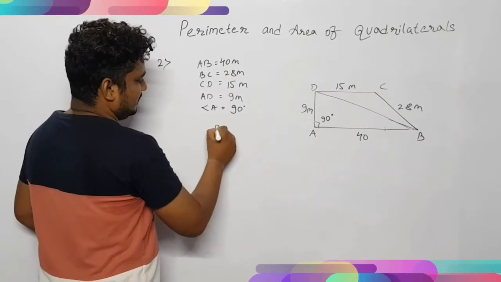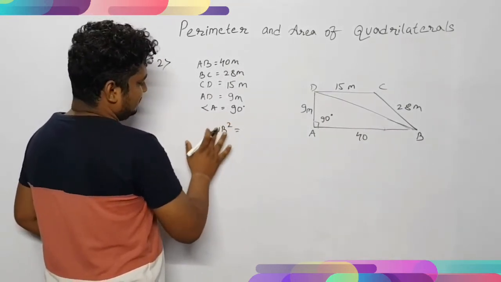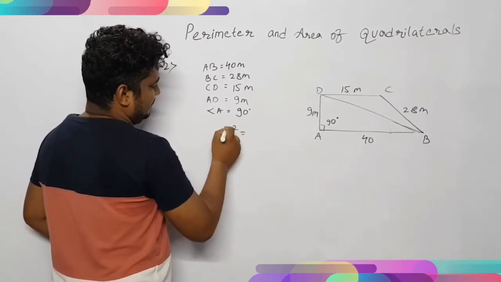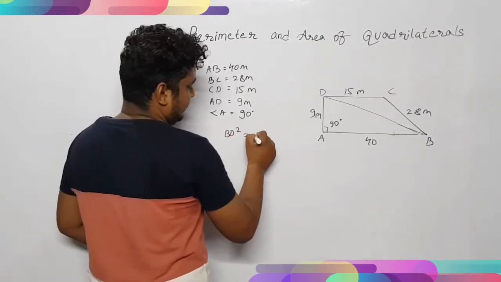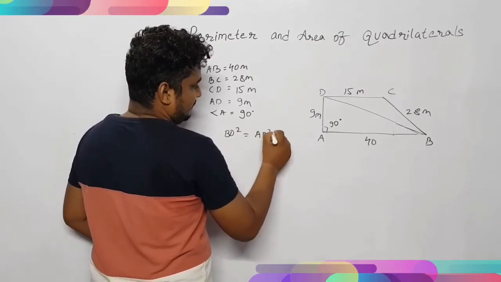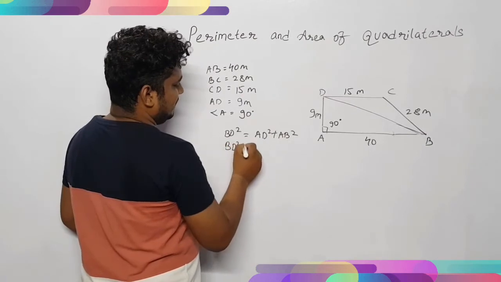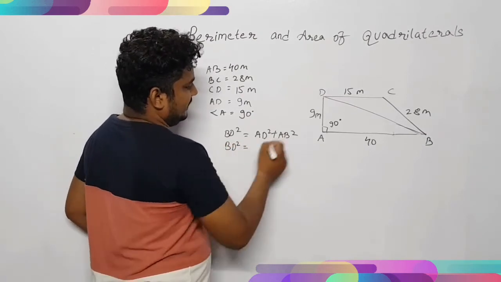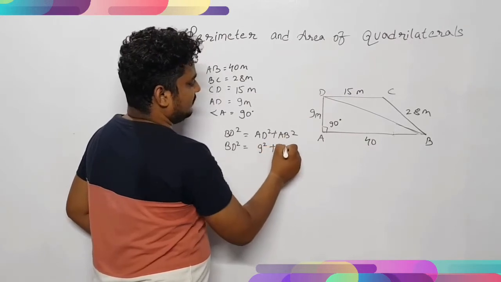So the square of DB, or BD square, that will be better. For BD square, we are applying the Pythagoras theorem over here: AD square plus AB square. So BD square equals, what is AD? AD is given 9. So 9 square plus 40 square.